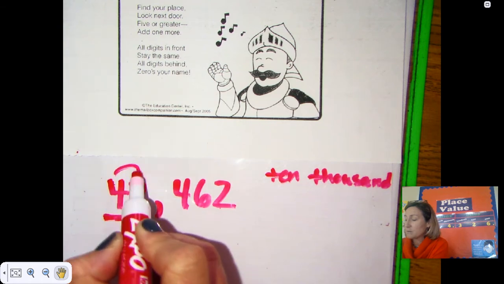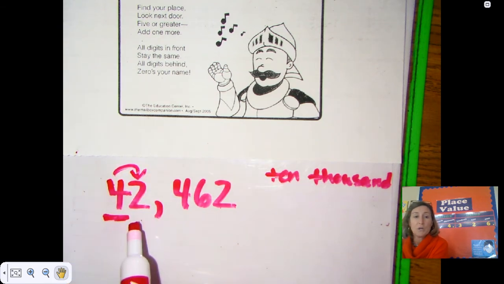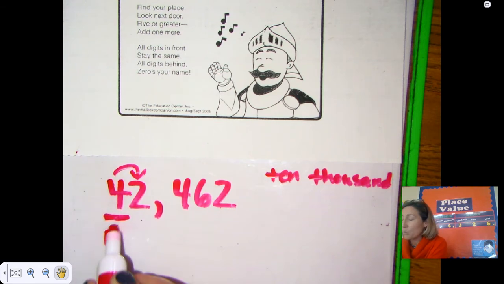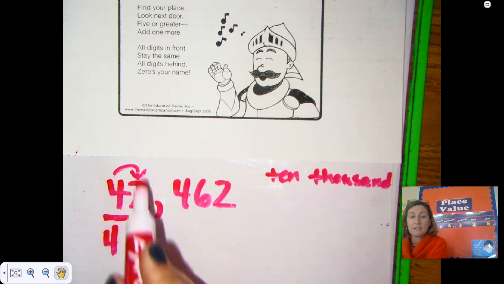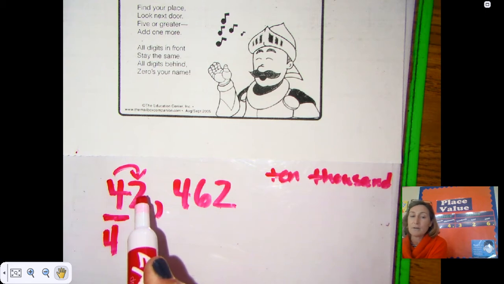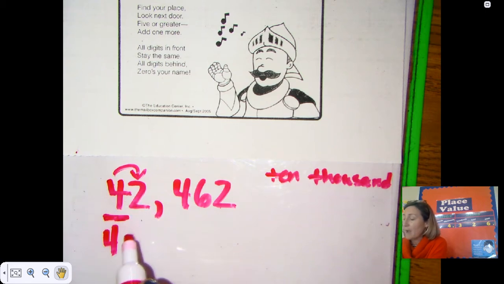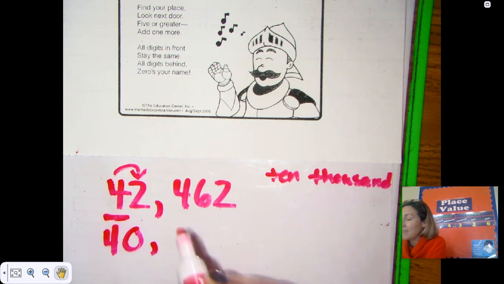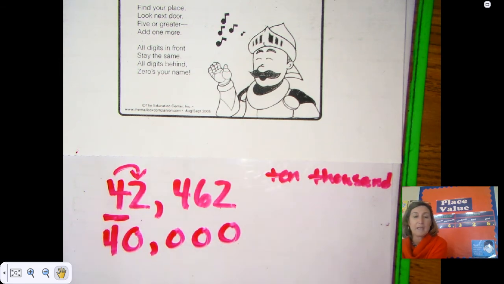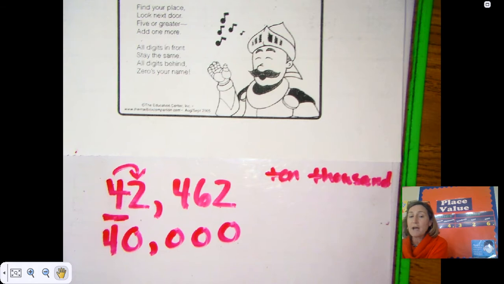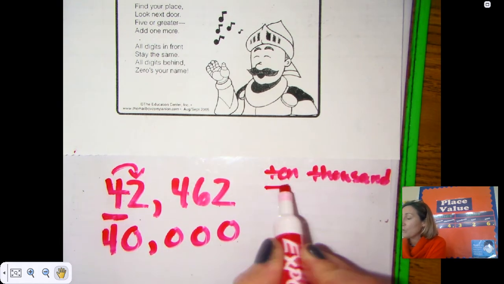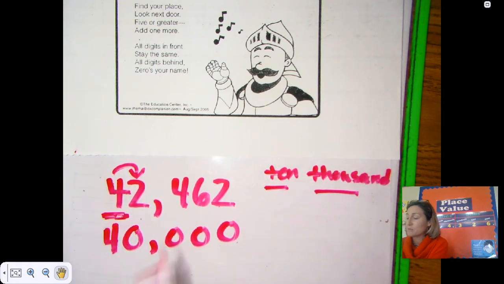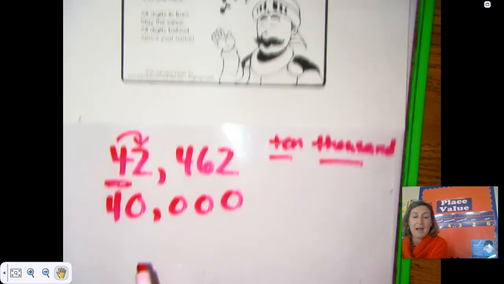Look next door. Okay, we've got a 2. 5 or greater, add one more. It is not 5 or greater. 2 is not 5 or greater. So the 4 is going to stay the same because when we look next door, it did not tell us we had to round up. We're going to round down, and everything else is going to be a 0. So 42,462 rounded to the nearest 10,000 is 40,000.